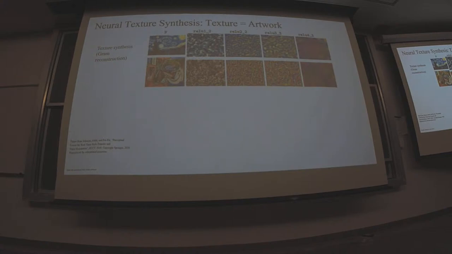Okay, so like I said, we can also do this with more complicated textures, so maybe the texture of art pieces. Here we can see the style transfer of Starry Night into these other noisy images. And these images are, again, capturing the style of that specific image.